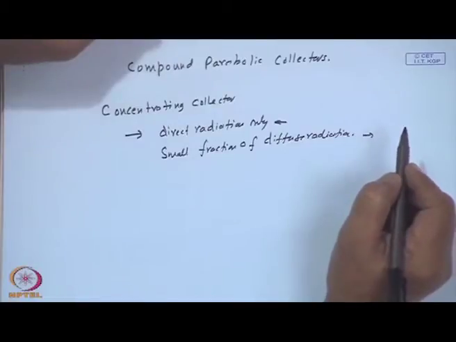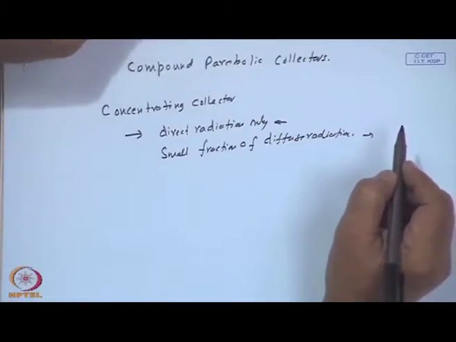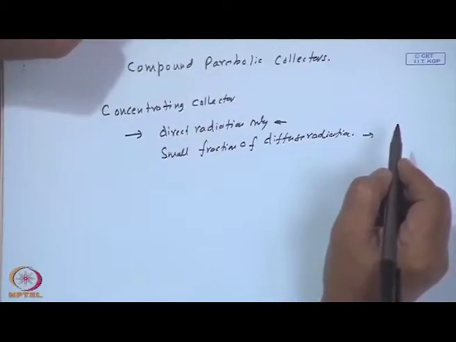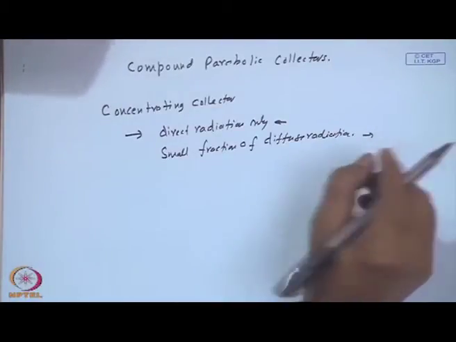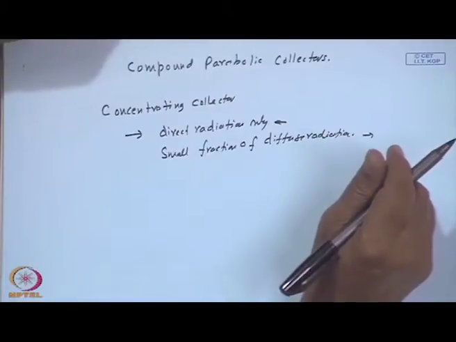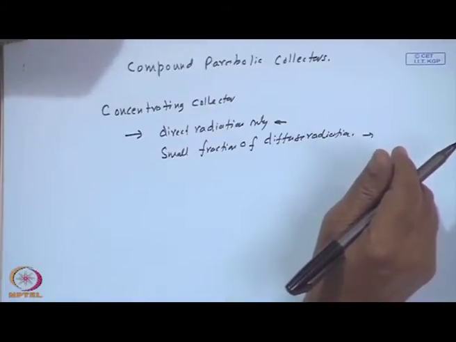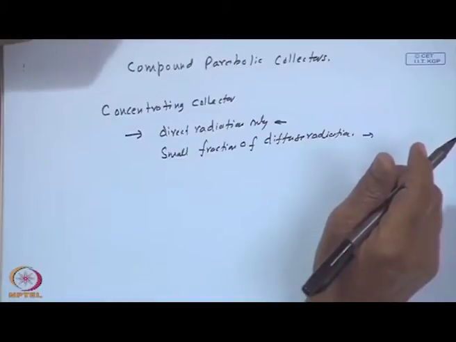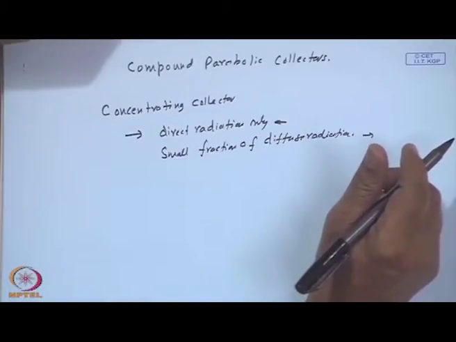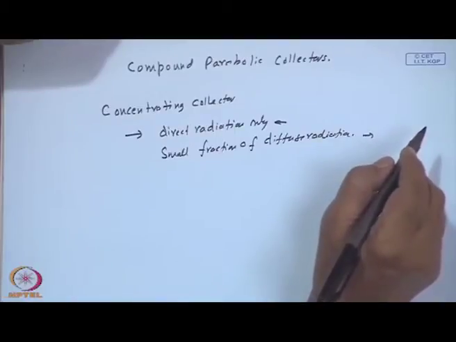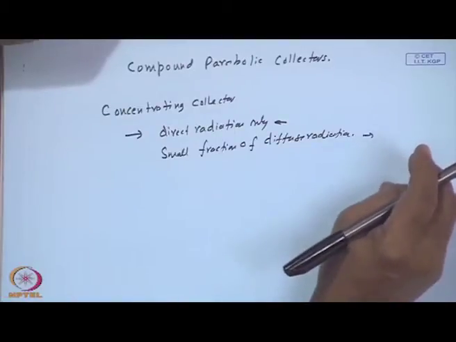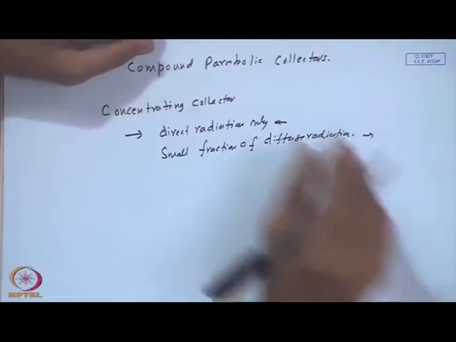So, the issue has been, can we do something, a design of a concentrating collector which has a concentration ratio, so that the solar radiation falling on the receiver is of larger intensity, and it does not lose because the receiver area is small, but also accepts diffuse radiation, which may be 30% of the total radiation.